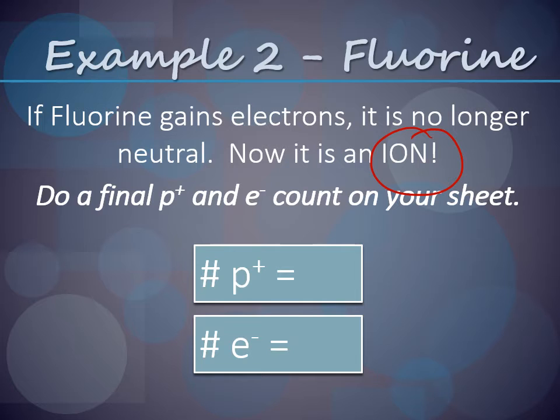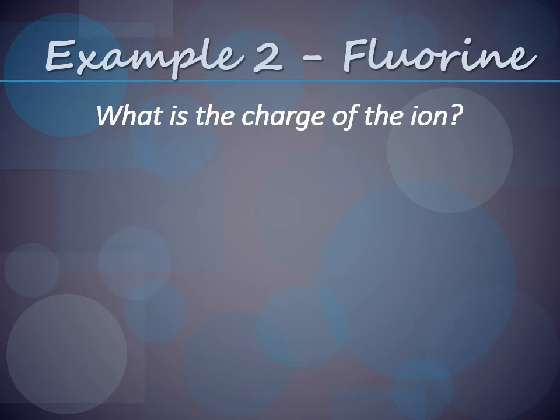So let's do a final count of protons and electrons on our sheet. The protons never change, they stay the same. So fluorine has 9 protons. But now that it gained 1 electron, it's going to have 10 electrons. What's 10 subtract 9? 1. And what is there more of? Is there more proton or electron? Well, now there's more electron, and electrons have a negative symbol, so the charge on fluorine is going to be 1 minus.